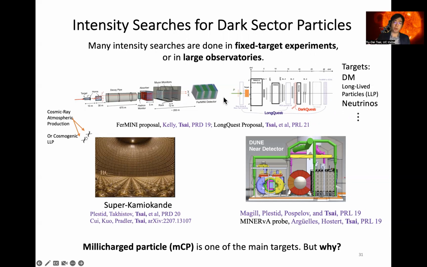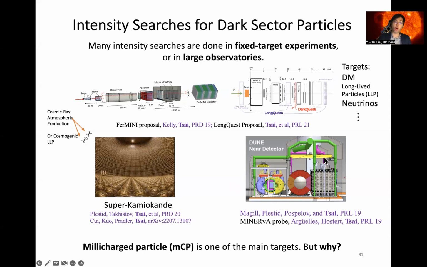A slightly different way to study dark sector particles is cosmic ray production. Cosmic rays can hit the atmosphere and produce chi particles, or there are cosmogenic long-lived particles that can fly into Super-Kamiokande. And that is actually what we study. So we can study millicharge particles in Super-K or Hyper-K, or the cosmogenic axion-like particle that can be studied in Super-K or Hyper-K.